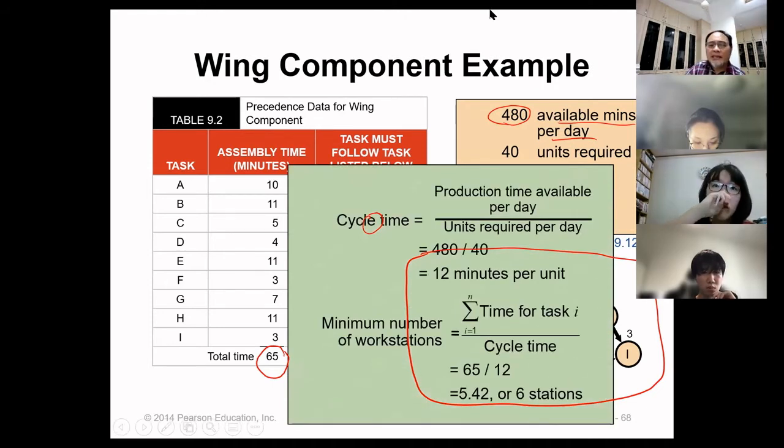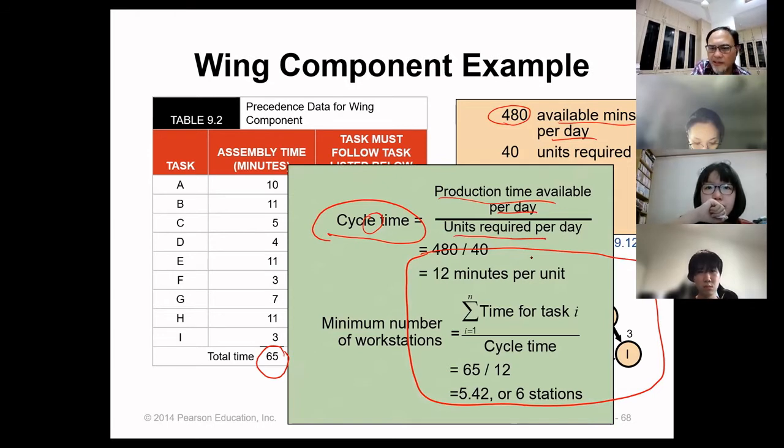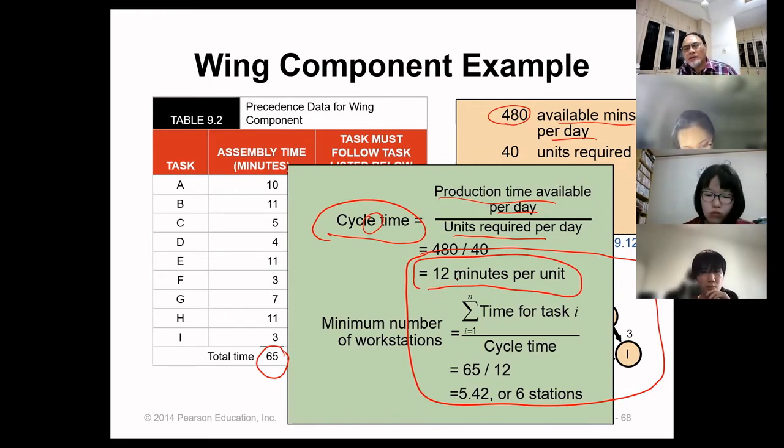So the cycle time is given by the formula: production time available per day divided by units required per day. The 40 is coming from our forecasting or from our demand. So we have 12 minutes per unit that we are going to allocate per station.